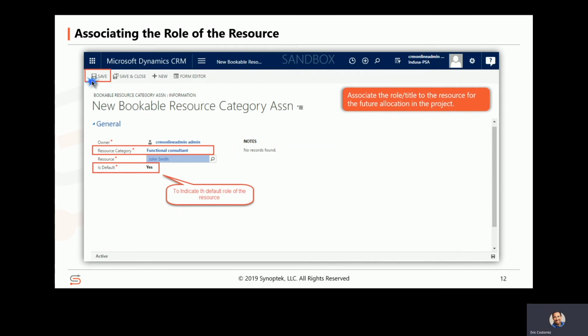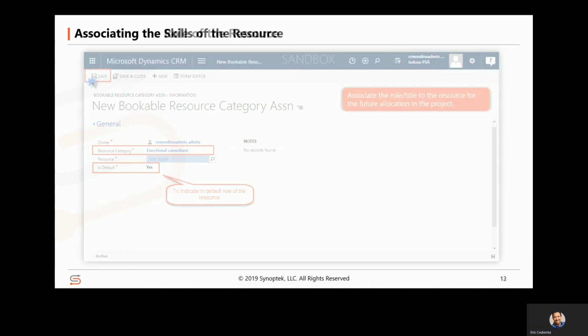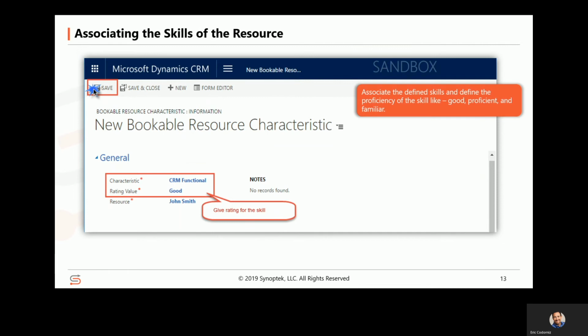Once the resource is added, you must associate a role or title based on which he or she can be allocated to a project. A resource can have multiple roles associated, but the default role will only be one. Next step is about associating skills to the resource and defining its proficiency, like good, proficient, and familiar. Here's a view of a new bookable resource characteristic with added information.